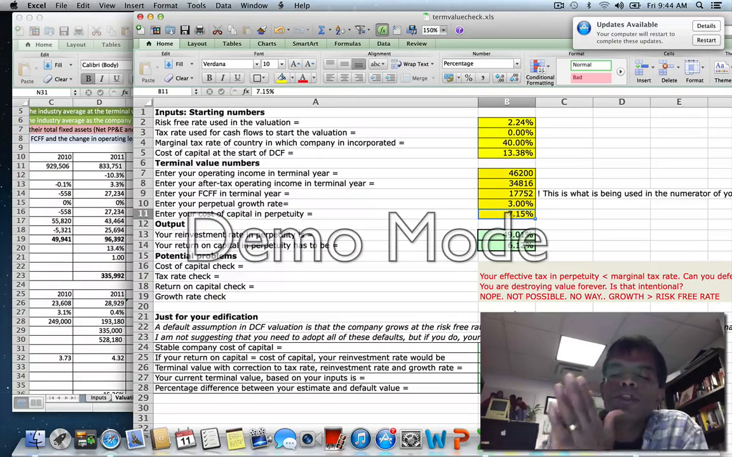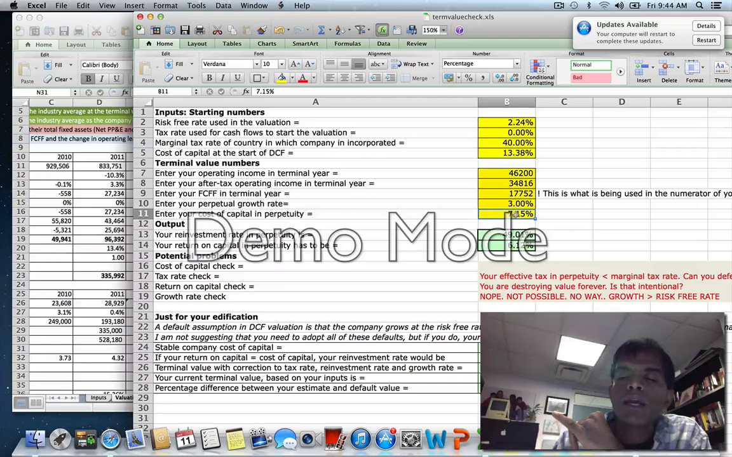Remember, there are four checks you want to run on your terminal value. Let me run through all of them. It's a good idea to go through these checks, even if you feel you've got everything right. The first is you're putting your company into stable growth. You want to give your company the cost of capital of a mature company. So the first thing I check is whether your cost of capital in stable growth is lower than your cost of capital at the start.